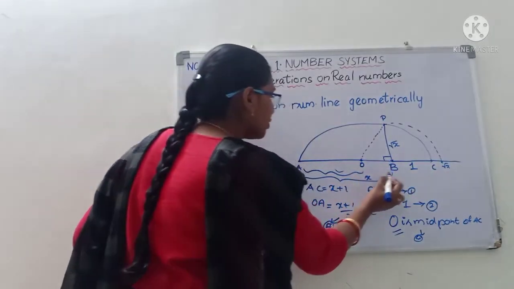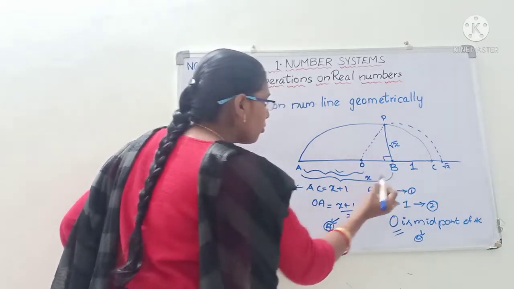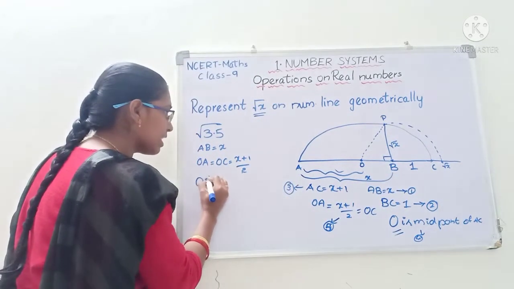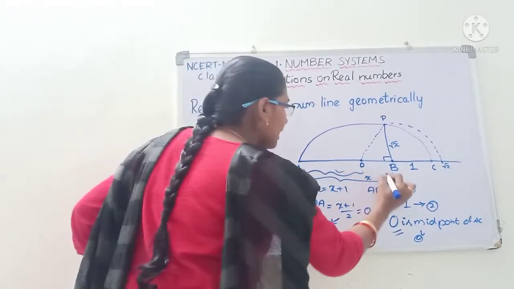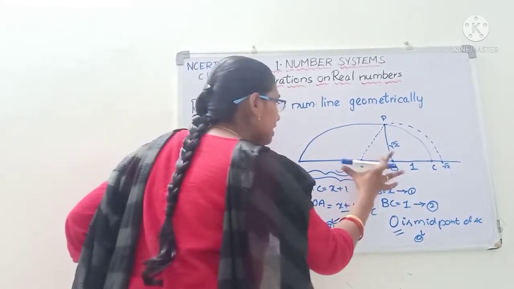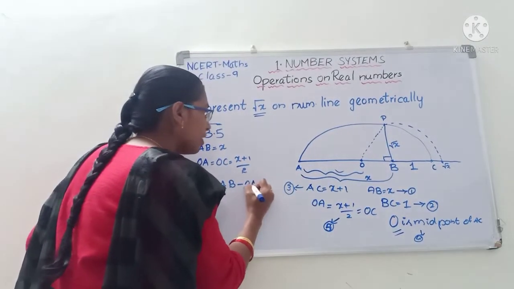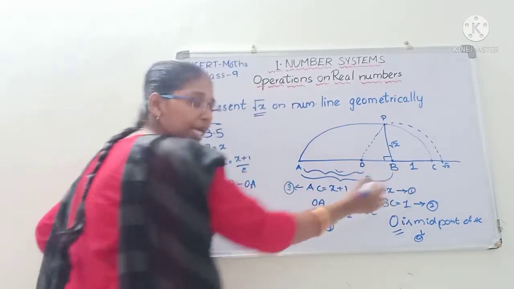Now what is OB, children? OA is (x+1)/2. What do you get for OB? OB is nothing but AB minus OA. AB is x, and you know the AB length already. So OB is AB minus OA.